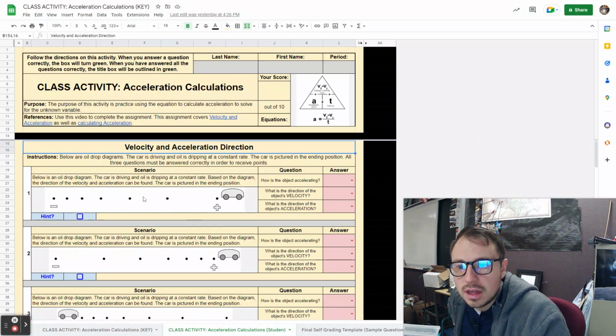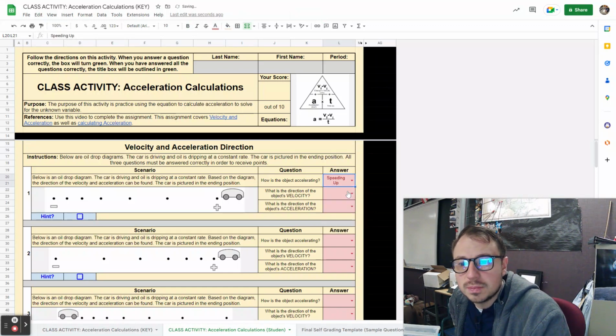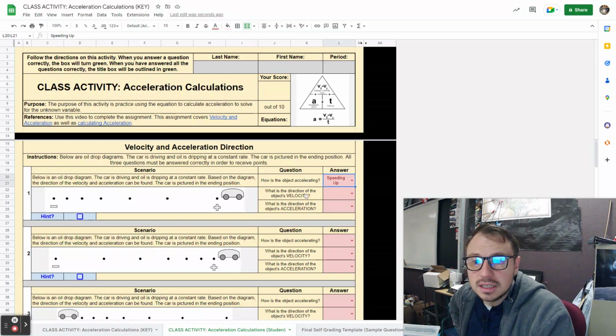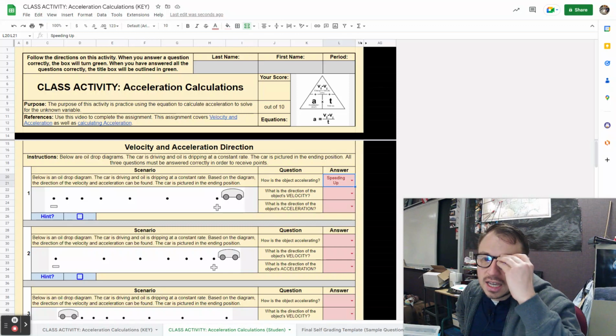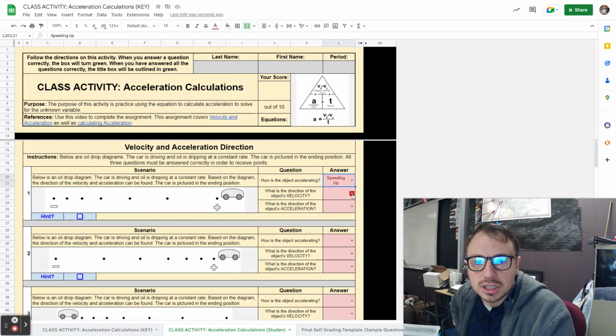So we know that this car, it looks like these drops are getting farther and farther apart. So it is accelerating, and if it's moving to the right, it is speeding up. What is the direction of the object's velocity? So velocity, just think about what direction is this object moving in? So it's moving towards the positive direction.